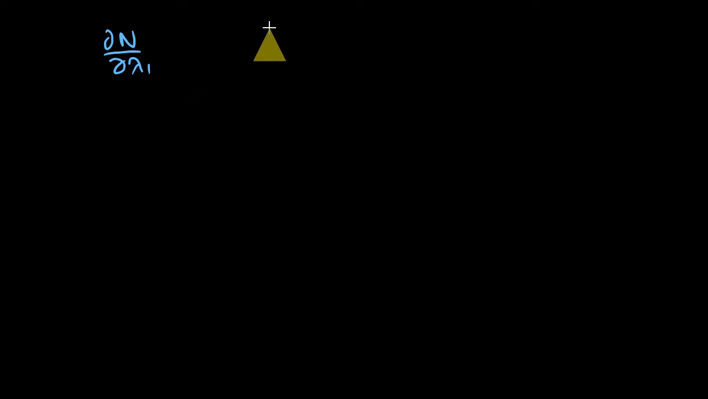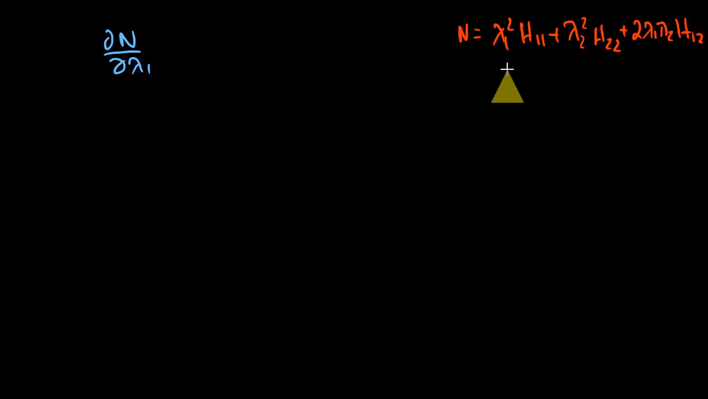We already know the expression for the numerator n. Let me write it once again here. The numerator n is equal to lambda 1 square h11 plus lambda 2 square h22 plus 2 lambda 1 lambda 2 h12. This is the numerator of our expression for e bar.